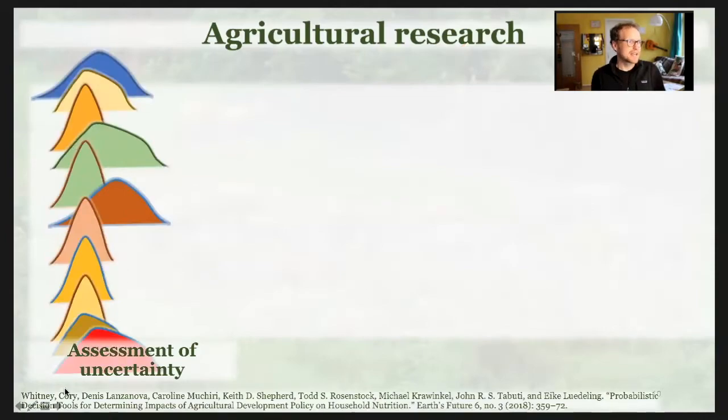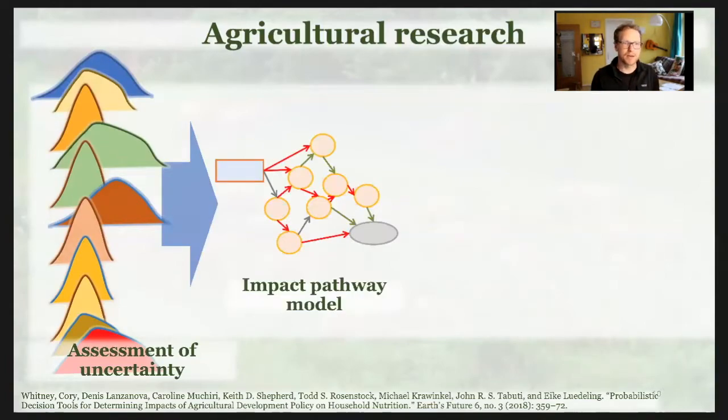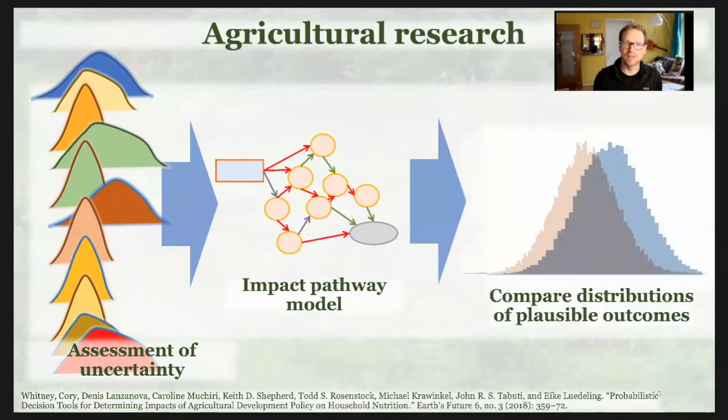So we take that assessment of uncertainty, and technically what this looks like is that we create an impact pathway for a decision. And we use that impact pathway as a Bayesian model. Our distributions of uncertainty are randomly sampled, and we run the model many, many times, thousands of times with random draws to produce some kind of comparison of, let's say, baseline versus intervention, or different types of interventions versus the baseline.